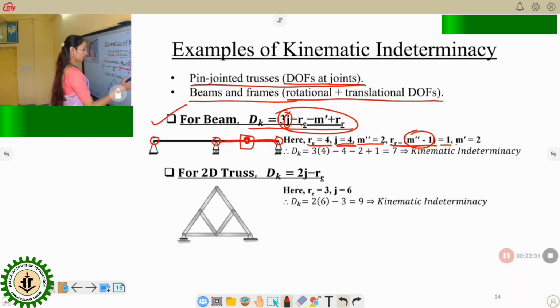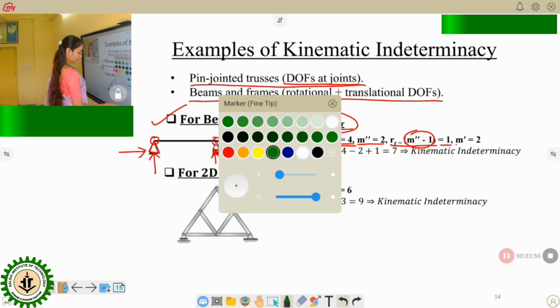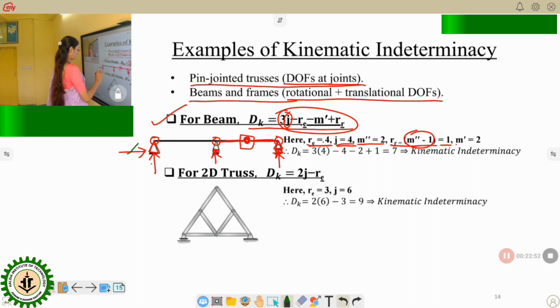Okay. Now re is 4. How re is 4? Here that is a pin joint. There will be one reaction, two reaction. Here there is a roller joint, only one reaction. Here is also a roller joint, so only one reaction. So therefore the number of reactions became 1, 2, 3 and 4.